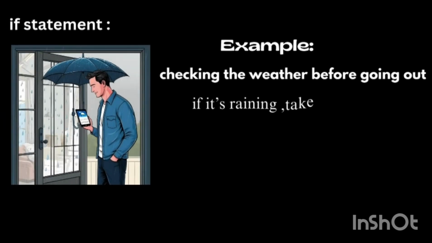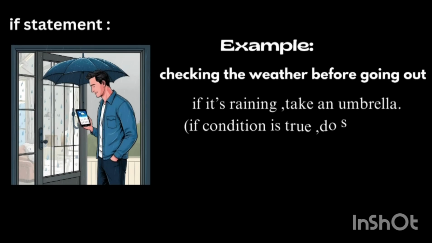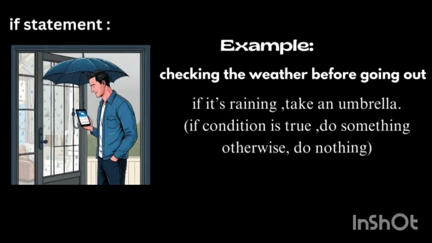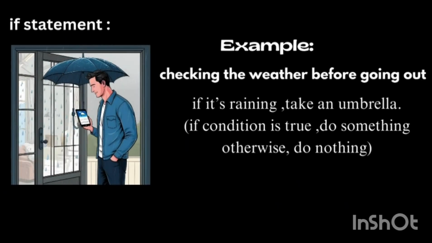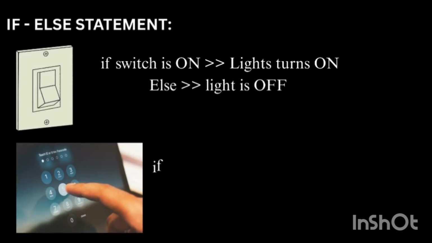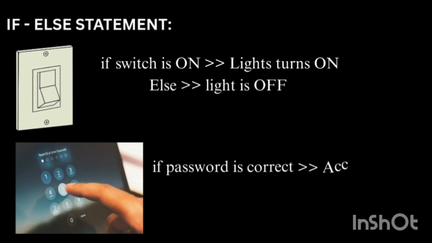Now, let's talk about a very important concept in C programming, that is conditional statements. Conditional statements allow the program to make decisions and control the flow based on certain conditions. Just like we make choices in real life depending on situations, a program also needs to choose what to do, and that's where conditional statements come in. There are four main types: if, if else, else if, and switch. Let's understand each of them with real life examples.